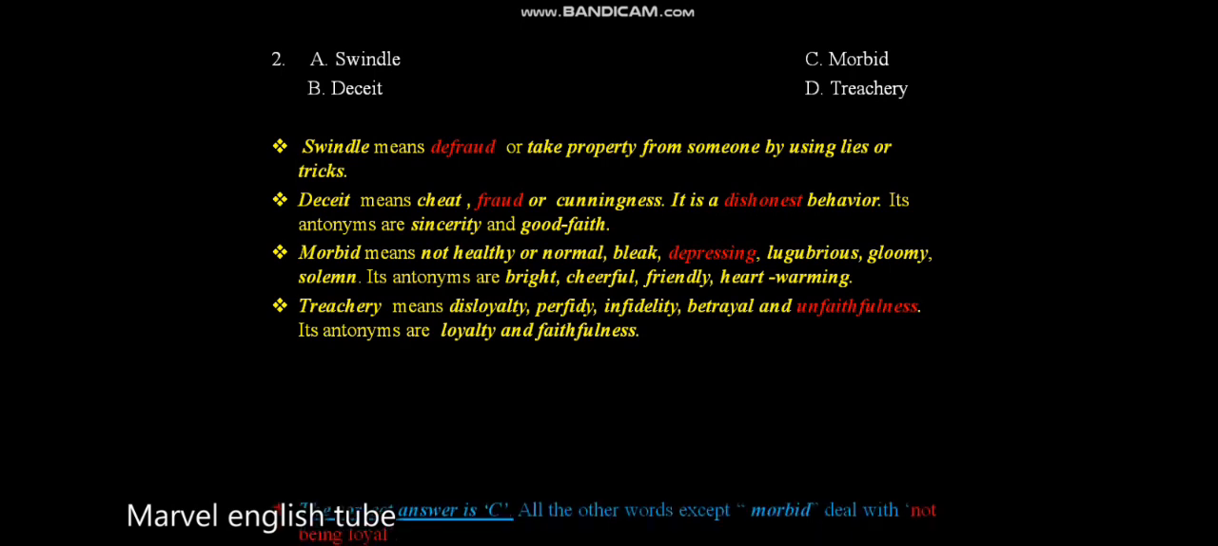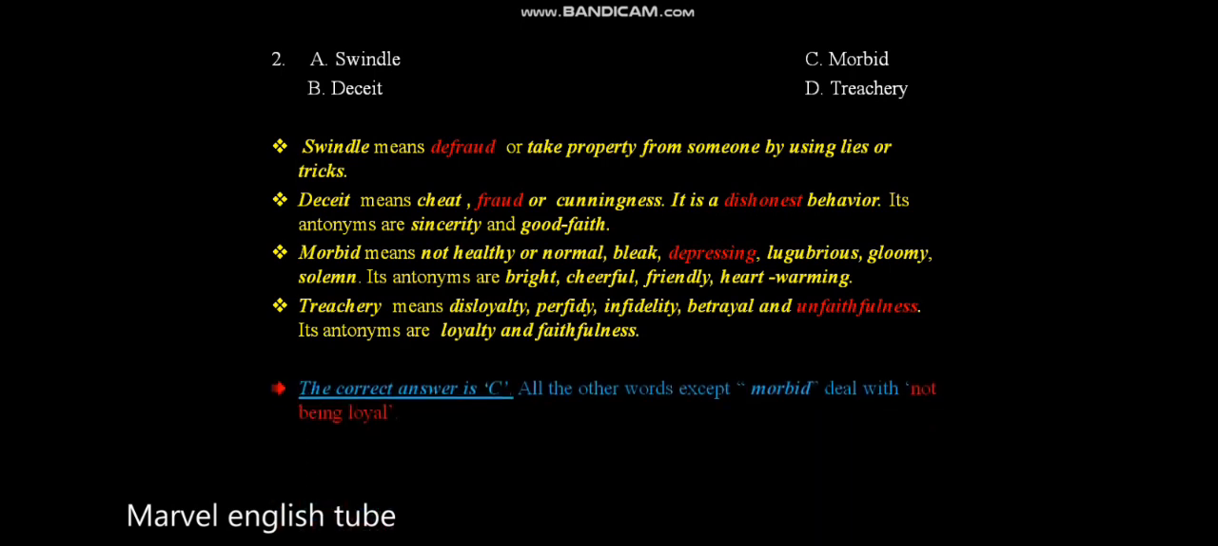So you can see that C is the correct answer because swindle, deceit, and treachery have almost the same meaning. Let's go to number 3. The third question. The words given: scarce, intermittent, frequent, and sporadic.